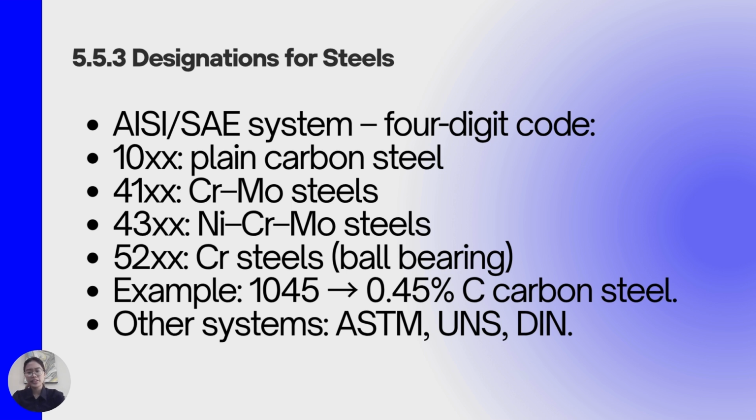Steels are categorized by a standardized numbering system to indicate composition and applications. The AISI-SAE designation is most common. It uses a 4-digit code where the first 2 digits identify the alloy type and the last 2 digits indicate carbon content in hundredths of a percent. For example, 1045 means a plain carbon steel with 0.45% carbon.